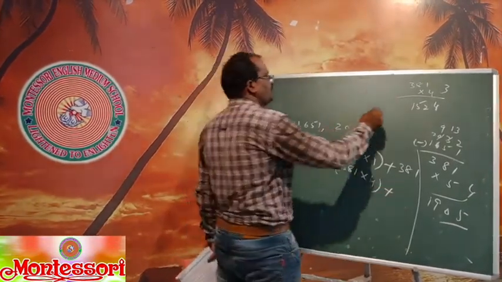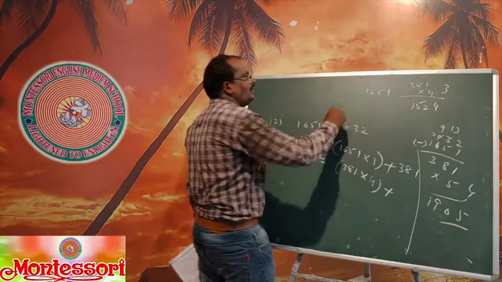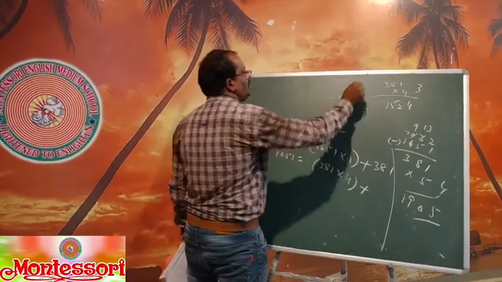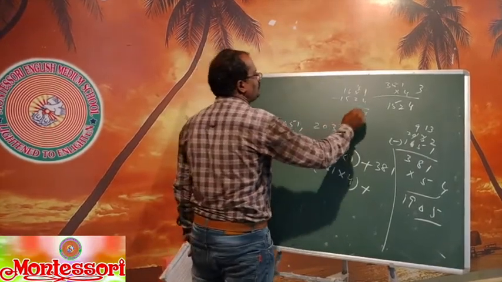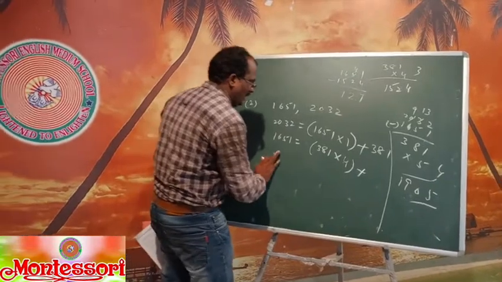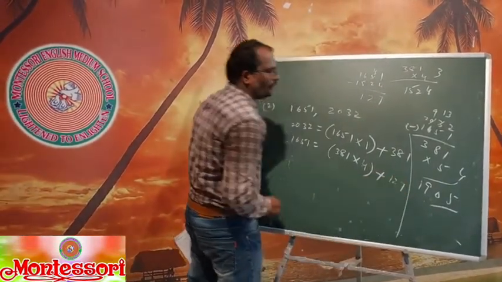So how much is left? Remainder. You should subtract 1651 minus 1524. 11 minus 4 is 7. Here 4 is left. 4 minus 2 is 2. Here 6, 127 is left. We have to write 127 in place of the remainder.